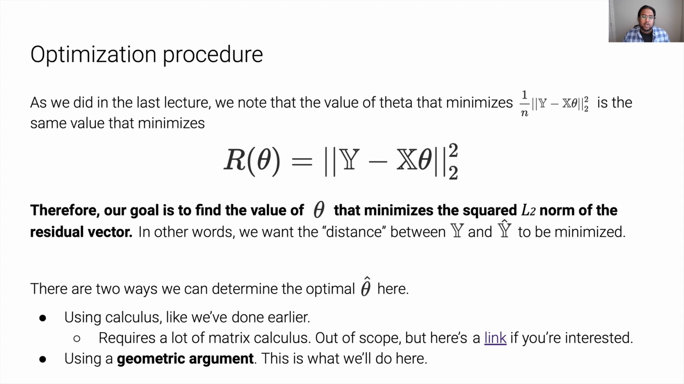Now, there are two ways that we can go about doing this. One way is we could use calculus, as we've done earlier, and in fact, earlier iterations of Data 100 actually used to do this in class. However, it is pretty linear algebra heavy, and so for now it's out of scope. But I've provided a link in the slides if you're really interested and want to take a look at how this proof might work. The simpler way to go about doing this is by using a geometric argument, and that's what we're going to do here. And in this argument, the motivating idea is that we want to minimize the distance between our true y vector and our predicted y vector. So let's do it.